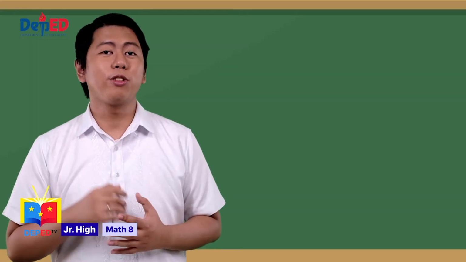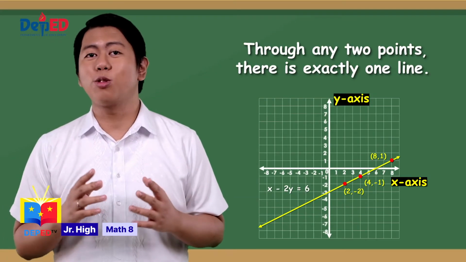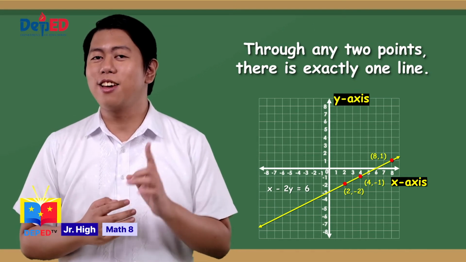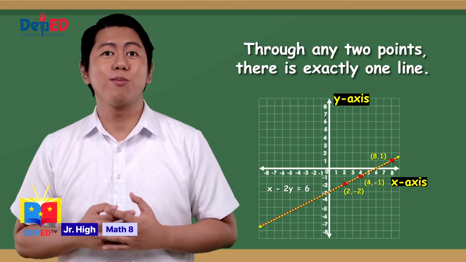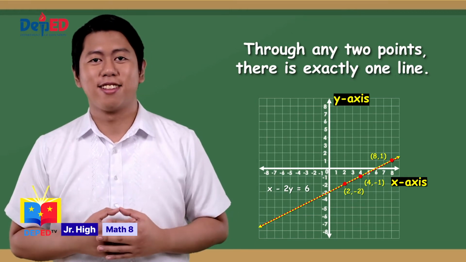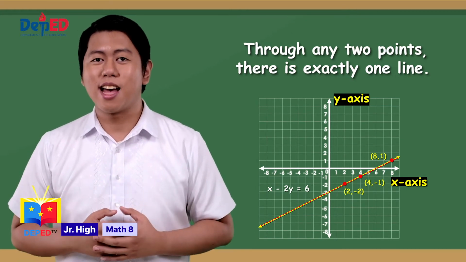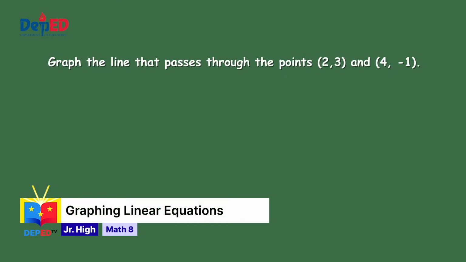So, do we have to plot all of the points to get the graph of a linear equation? Remember, according to a postulate, through any 2 points, there is exactly one line. We only need at least 2 points to be able to draw the line. Let's take some examples. Graph the line that passes through the points (2, 3) and (4, -1).